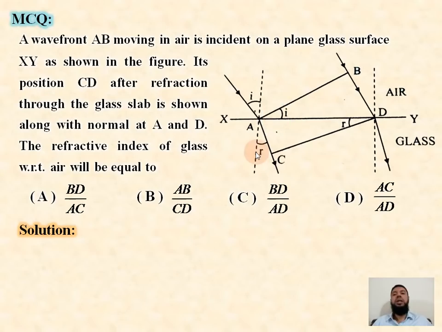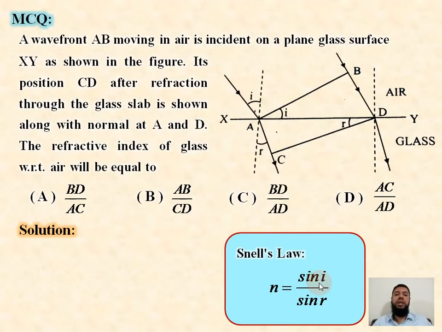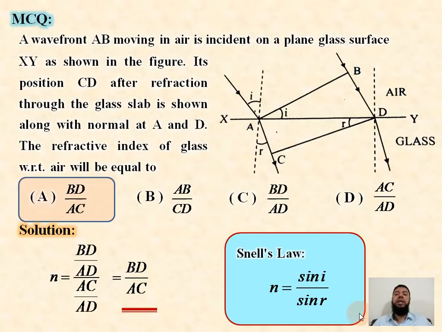Students, we have studied this figure for the verification of Snell's law. From Snell's law, the refractive index is given by sin i by sin r. From this figure, sin i can be expressed as BD by AD and sin r can be expressed as AC by AD. Hence, AD vanishes and the refractive index can be written as BD by AC. Hence, the correct option is option A, BD by AC.